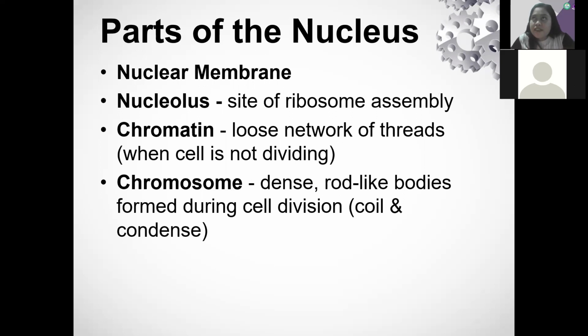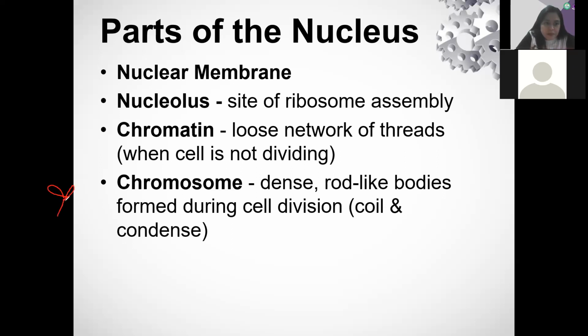So, syempre, since eukaryotic cells ito, the nucleus itself is membrane bound. So, we call that nuclear membrane that separates the nucleus from all the other organelles of the cell. And then at the center of the nucleus is called nucleolus, which is the site of ribosome assembly. That's the part of the cell that makes the ribosome. And then the chromatin is the loose network of threads. Chromosome ang tawag natin kapag nagde-divide.